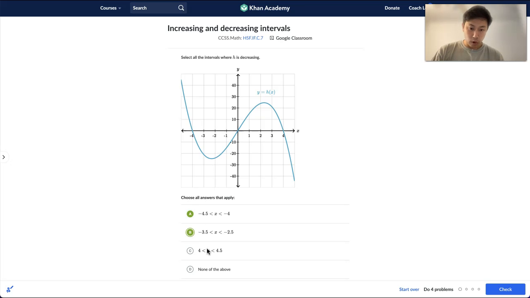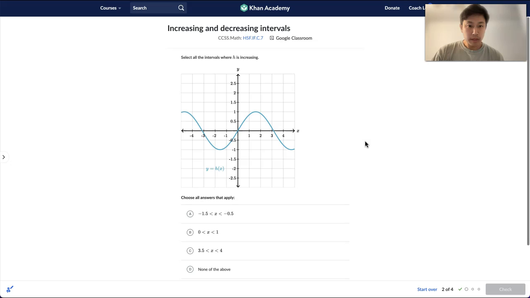Last section, 4 to 4.5. That's going to be this section, right? Just this little sliver here. I'm going to start at this function value all the way to about here, and from left to right, it is also going down. It is also decreasing. So all of these intervals show a decreasing y value from left to right.